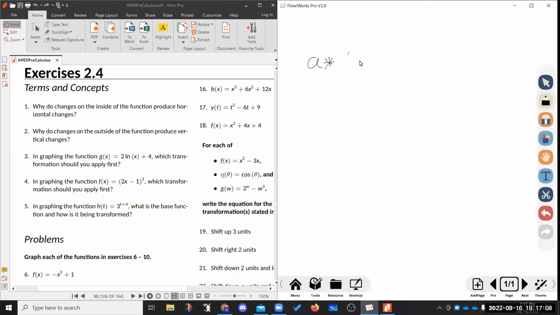Like this, where this is called the parent function that everything is based off of. H is going to be the horizontal shift. K is going to be the vertical shift.